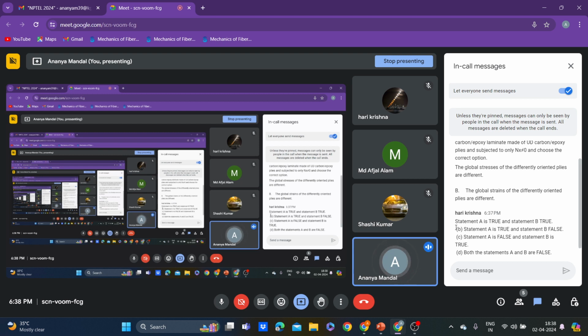I said option B is the correct one. Option B, you see, says statement A is true and statement B is false. That's what I was saying. That option B is the correct one.